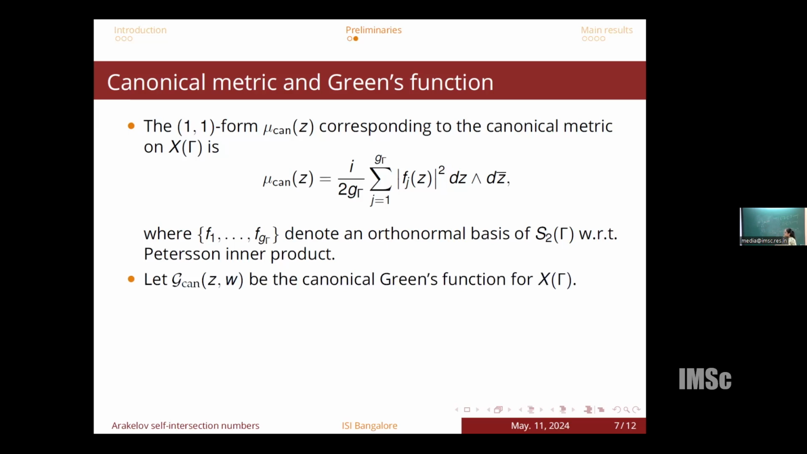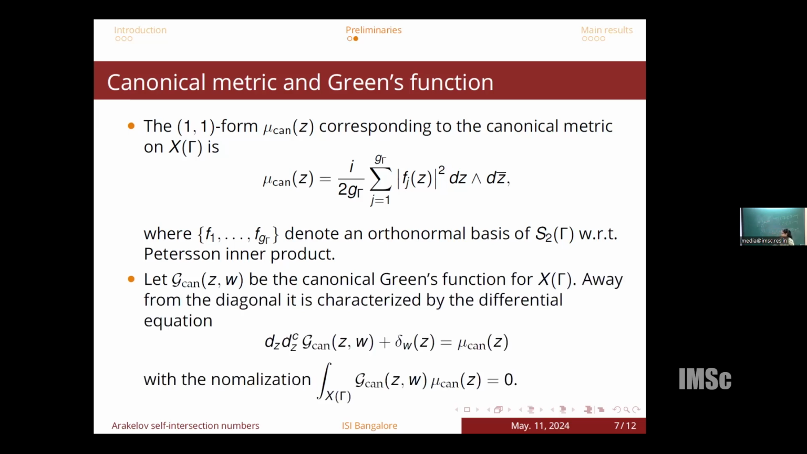Okay, now let g_can be the canonical Green's function on X(Gamma). This g_can is characterized by the differential equation dd^c g_can(z,w) plus delta, where delta is a Dirac delta distribution, is equal to this canonical (1,1)-form, and it satisfies this normalization condition: if you integrate with respect to the canonical metric, you get 0.